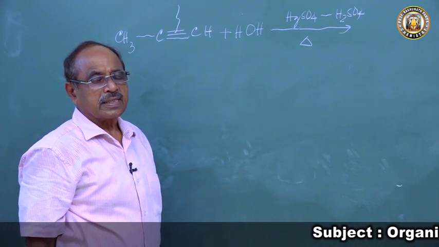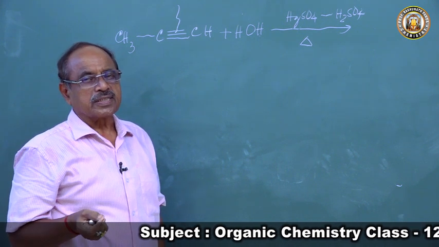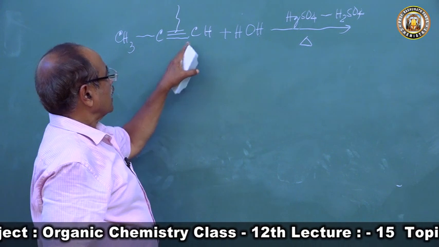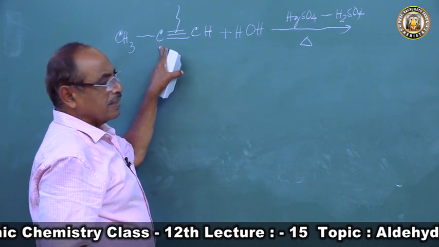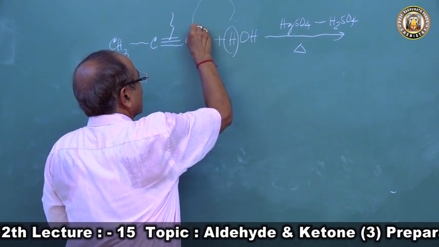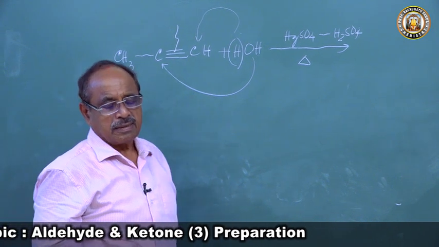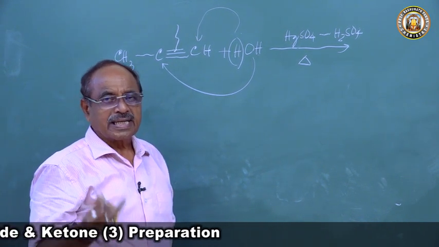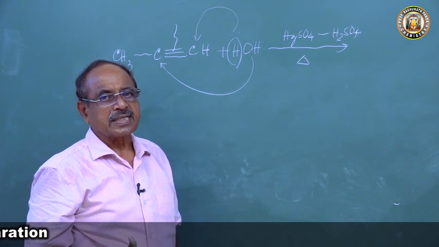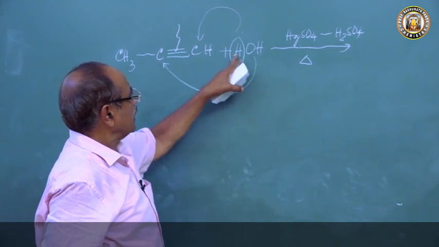During addition reaction, the hydrogen atom is always added to the carbon atom which contains more number of hydrogen atoms. So this contains more hydrogen and this contains less hydrogen. So this hydrogen atom will go to this place and OH will go to this place. This is the Markovnikov rule. During the addition reaction, the negative part of the addendum is added to the carbon atom which contains less number of hydrogen atoms. So the OH group will go to this carbon atom, H will go to this.